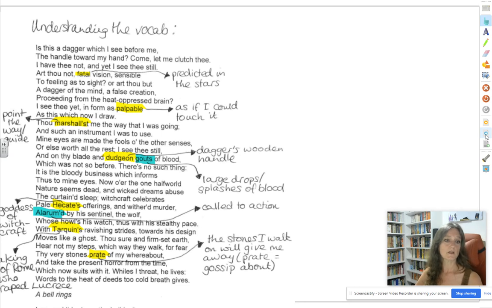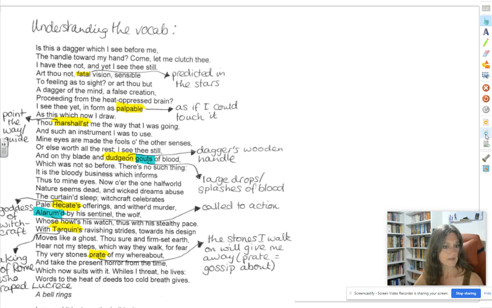Is this a dagger which I see before me, the handle toward my hand? Come, let me clutch thee. I have thee not, and yet I see thee still. Art thou not, fatal vision, sensible to feeling as to sight? Or art thou but a dagger of the mind, a false creation, proceeding from the heat-oppressed brain? I see thee yet, in form as palpable as this which now I draw. Thou marshall'st me the way that I was going, and such an instrument I was to use.